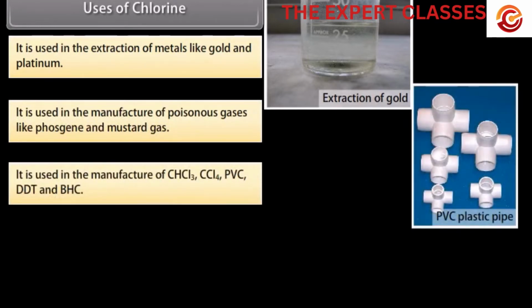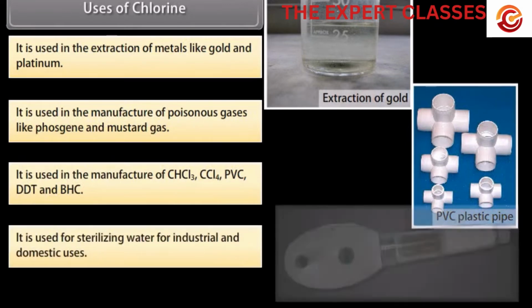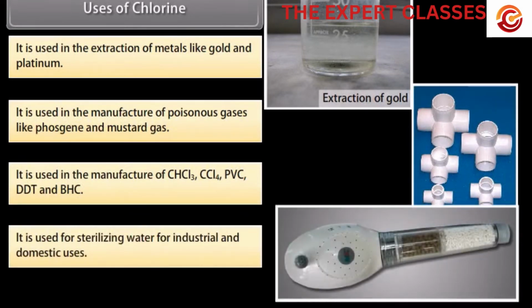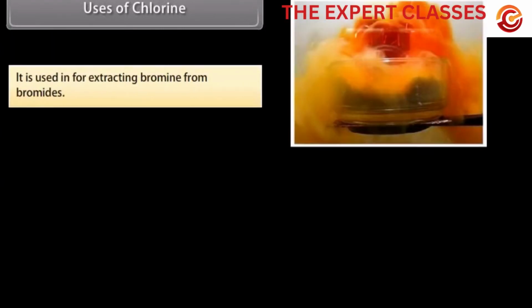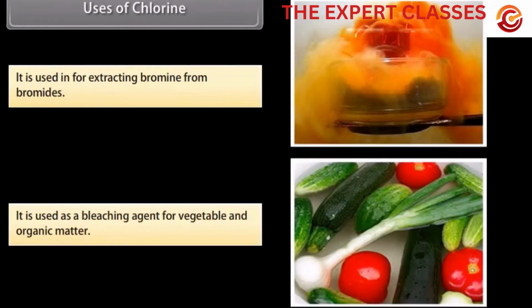It is used in the manufacture of CHCl3, CCl4, PVC, DDT, and BHC. It is used for sterilizing water for industrial and domestic uses. It is used for extracting bromine from bromides. It is used as a bleaching agent for vegetable and organic matter.